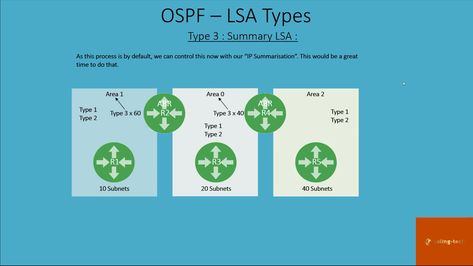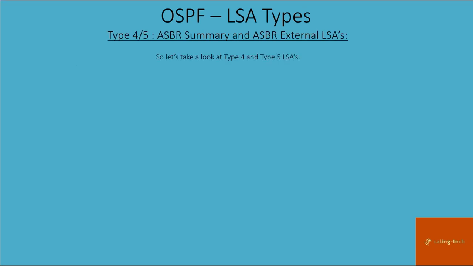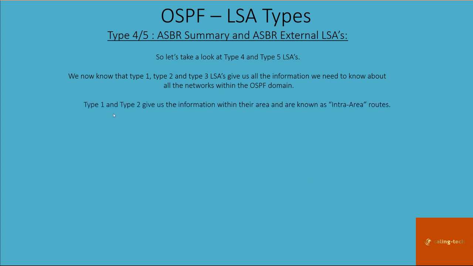So that explains LSA type 3. Next, we're going to move on to type 4. So let's take a look at type 4 and type 5 LSAs. We know now that type 1, type 2 and type 3 LSAs give us all the information we need to know about all the networks within the OSPF domain. We know that type 1 and type 2 give us the information within their area, and these are known as intra-area routes. And we know that type 3 LSAs will teach the area about what exists in other areas, and these are known as inter-area routes.